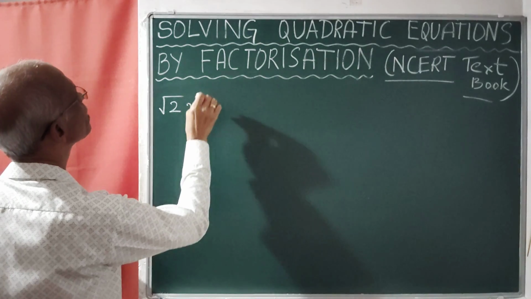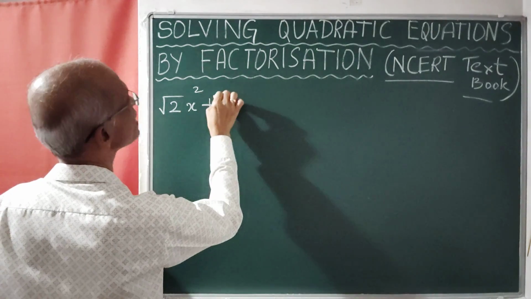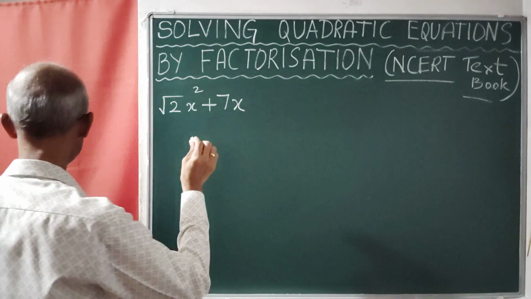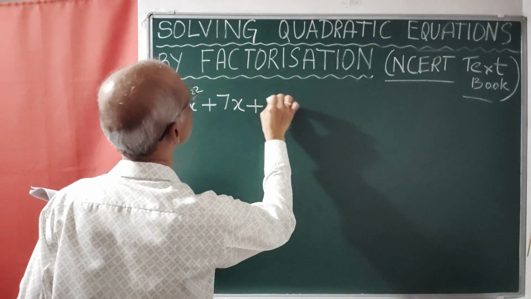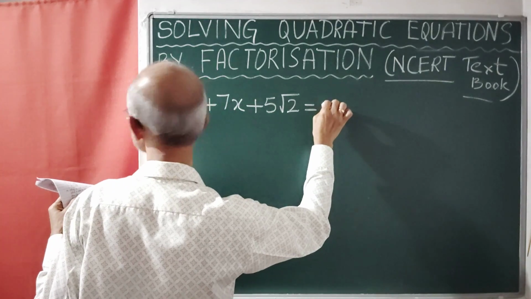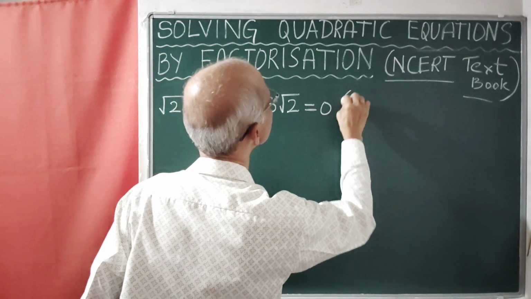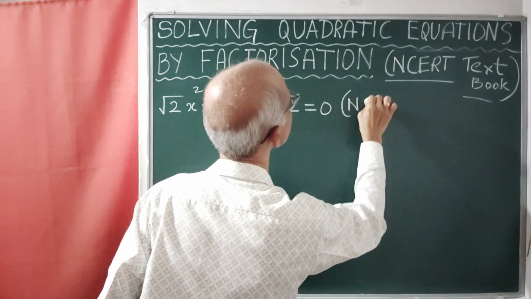Root 2x square plus 7x plus 5 root 2 is equal to 0. This sum is from the NCERT textbook.